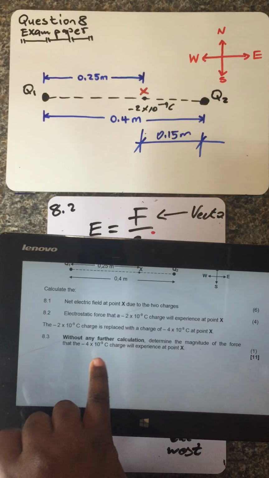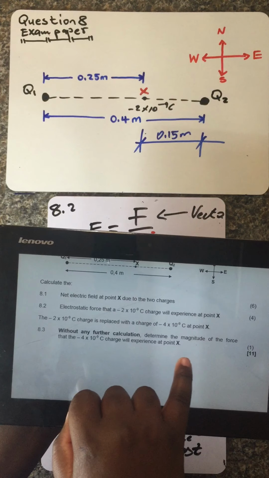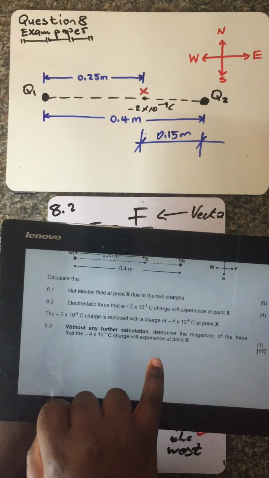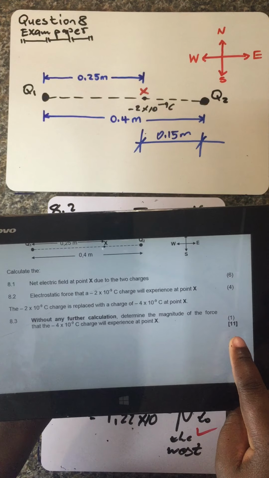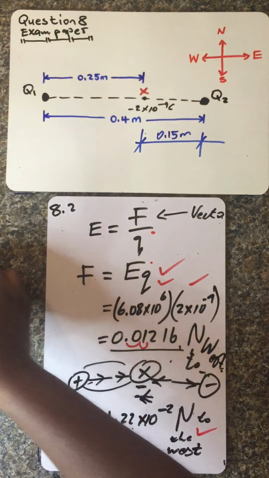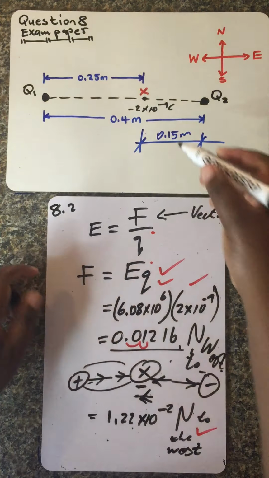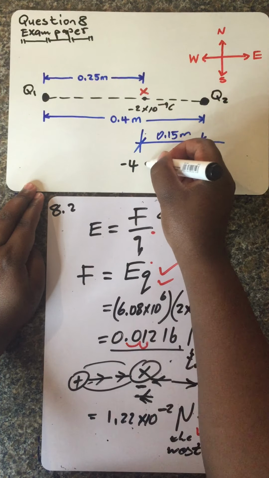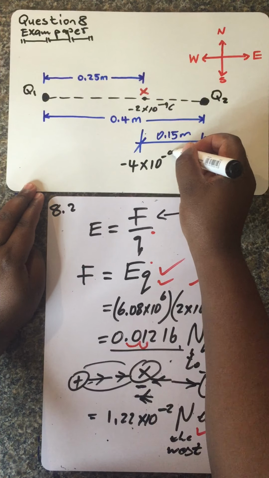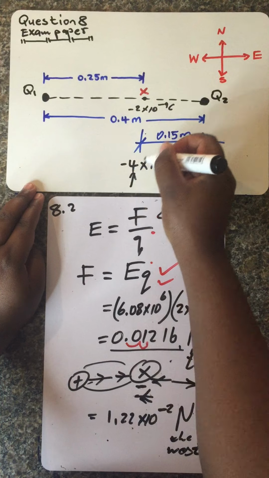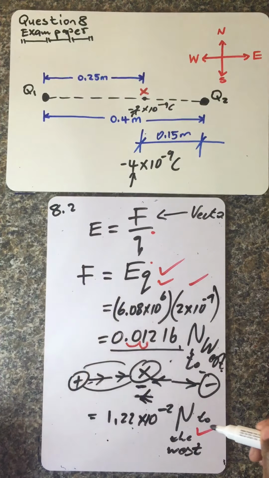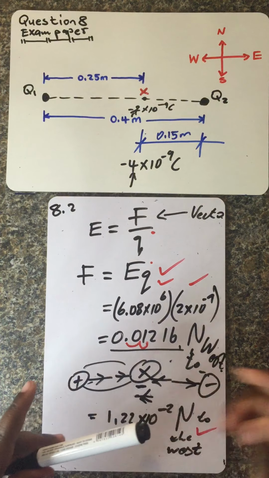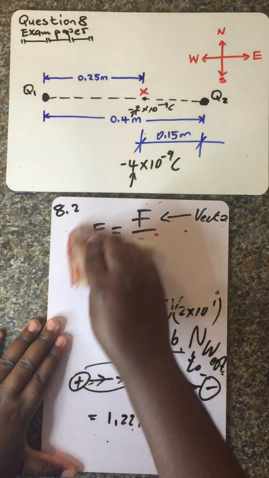They say without any further calculations, determine the magnitude of the force that the negative 4 nanocoulomb charge will experience at point X. It's allocated 1 mark. Ladies and gentlemen, nothing complicated there. As you can see, remember that point charge was negative 2. Now they are making it 2 times more, which is now negative 4. It was negative 2, can you see? Then it means it's just going to experience 2 times the force. Very, very easy and straightforward. So that's how you score your 1 mark, guys.